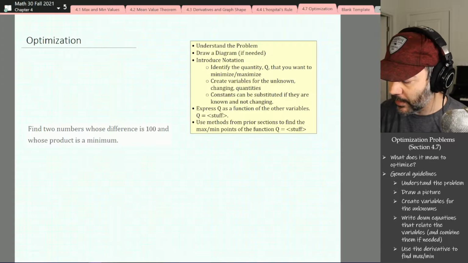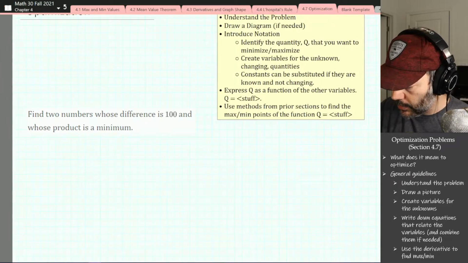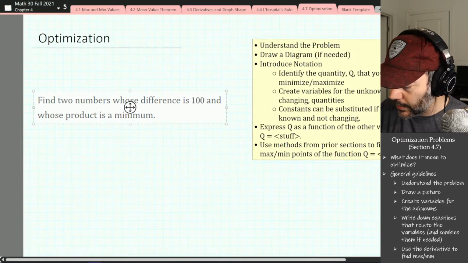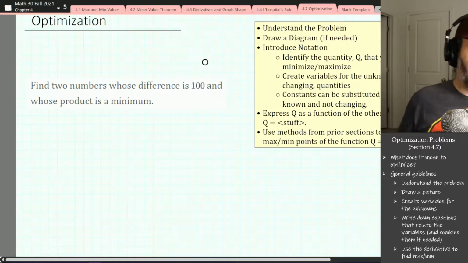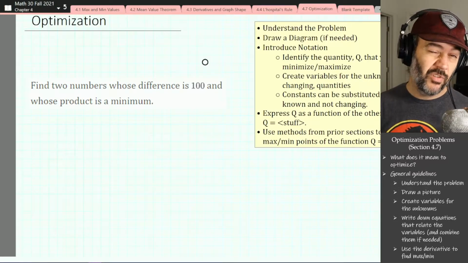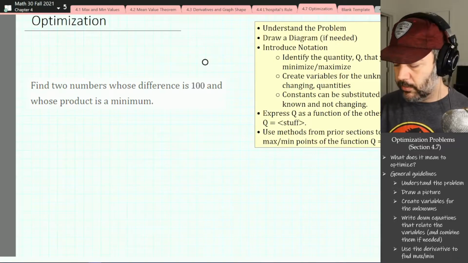Okay, let's start looking at some examples, and I'll keep these notes over here on the right. And let's just look at this one. Find two numbers whose difference is 100 and whose product is a minimum.